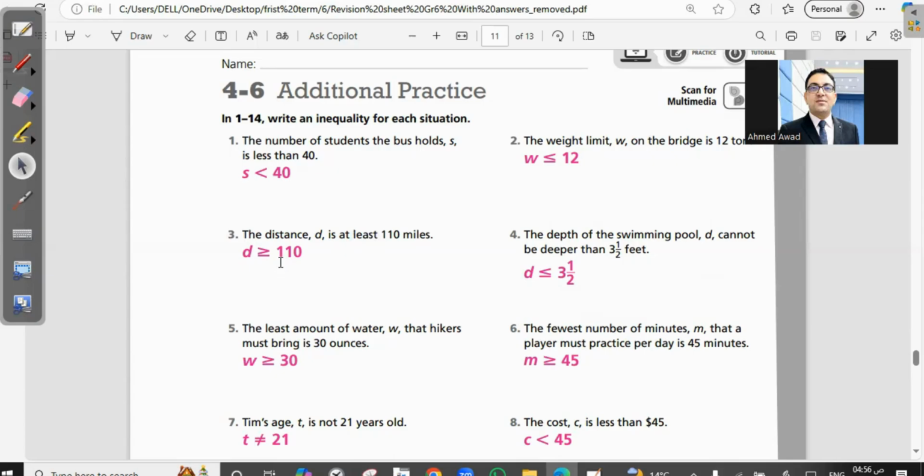And we also have at most. At most means less than or equal. Okay. Now, the depth of a swimming pool can't be deeper than 3.5. Can't be deeper? Yes, it means less than or equal. So D is less than or equal to 3.5.